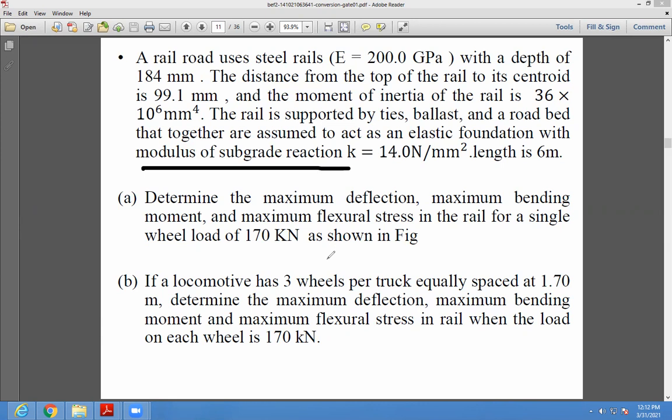Next line, we have to consider first only. Determine the maximum deflection, that is y or delta, maximum bending moment, maximum flexural stress. Stress is M by I into y.